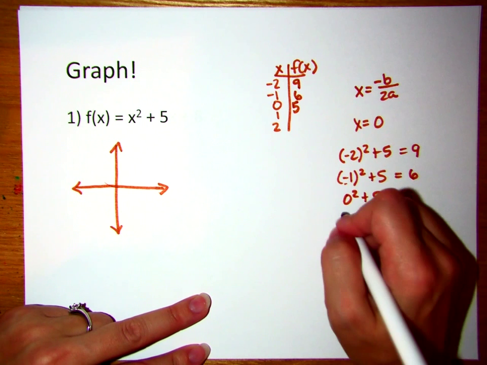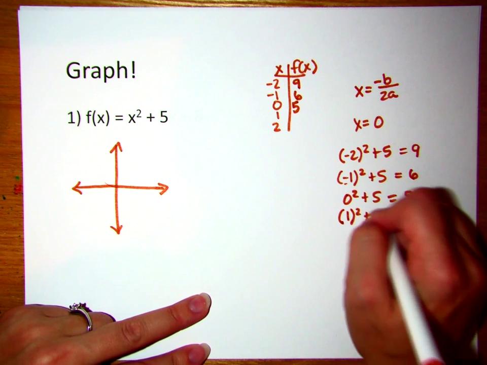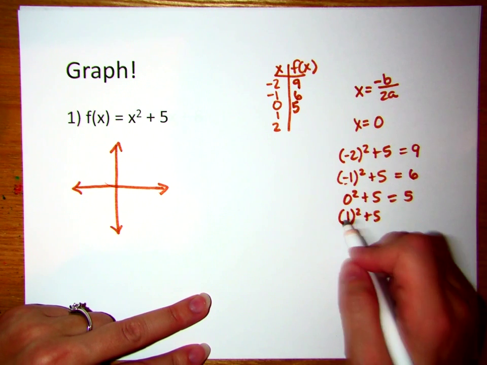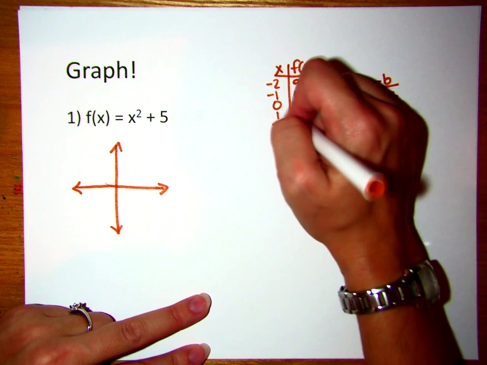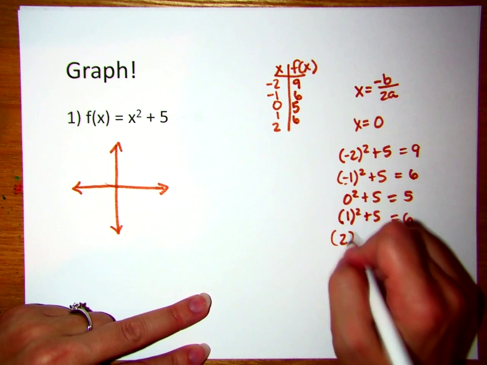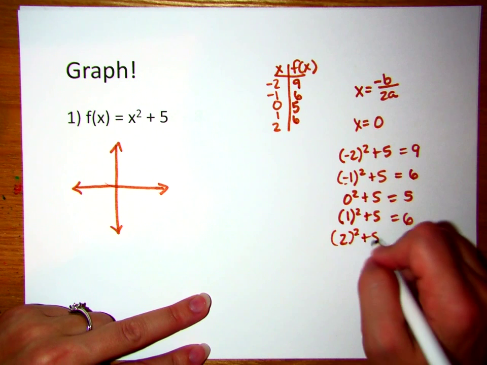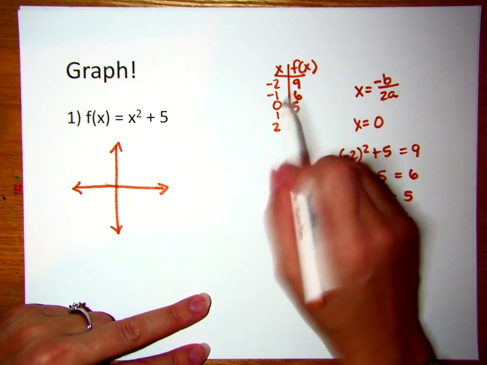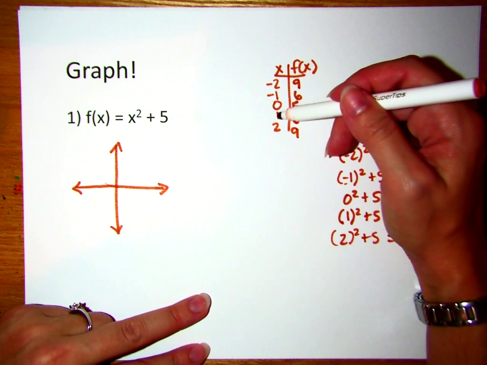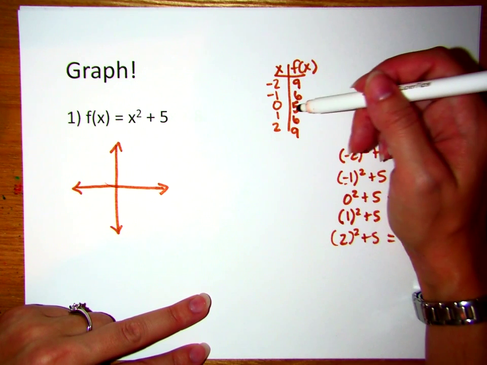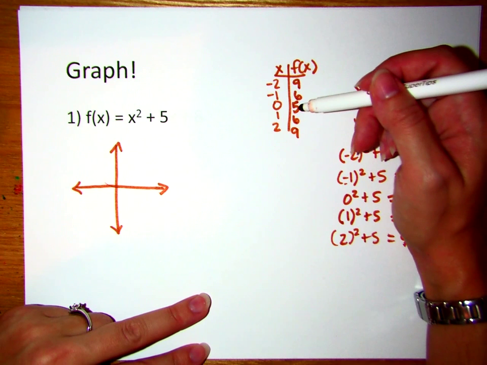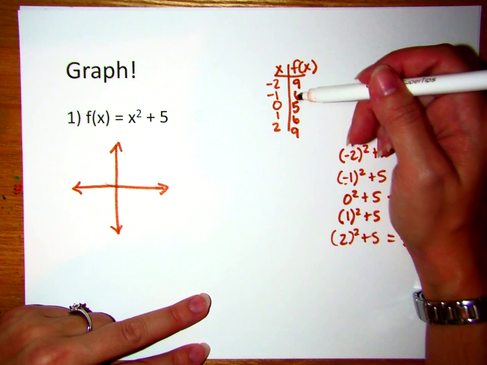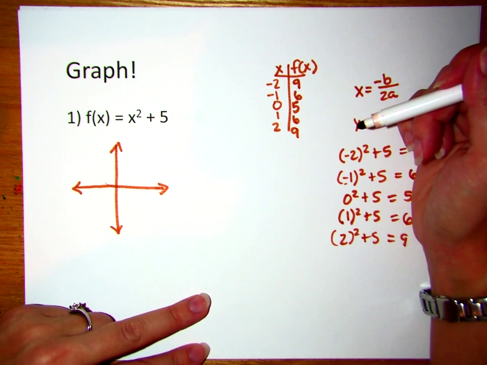Let's try the 1. 1 squared plus 5. So 1 times itself is 1, plus 5 is 6. And then we do the 2. 2 times itself is 4. When we add that 5, it gives us 9. See, when we find the vertex and we choose numbers that are equal increments away from the vertex, you should see a pattern here. The vertex is the middle point here, and then after that everything's like a reflection in the y-axis.